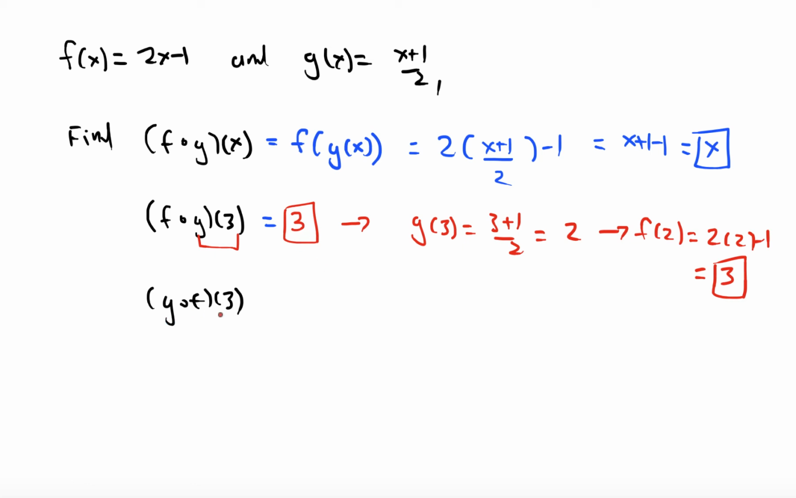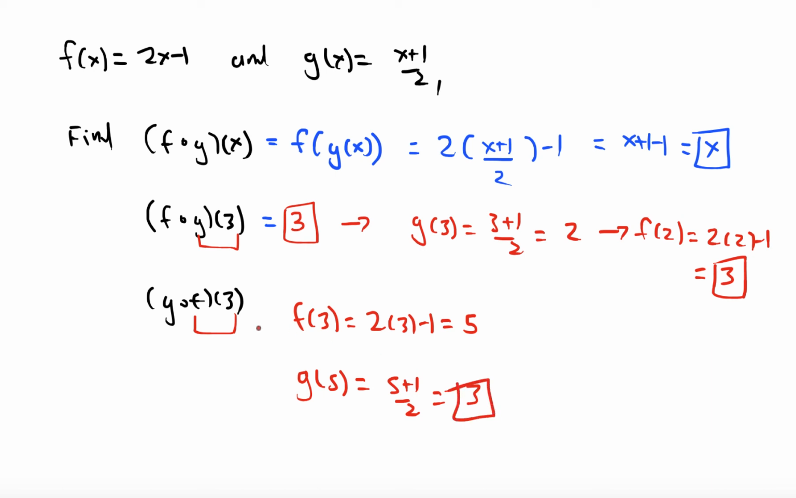What about g of f of 3? Notice we didn't find f of g of x here, so in this case, we could just find f of 3 first. f of 3 is going to equal 2 times 3 minus 1, 6 minus 1, which is 5. And what should we do with this 5? We'll evaluate that at g. So g of 5 is going to equal (5 plus 1) over 2, 6 over 2, which is equal to 3. So g of f of 3 is also equal to 3.